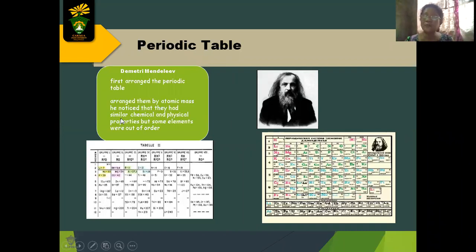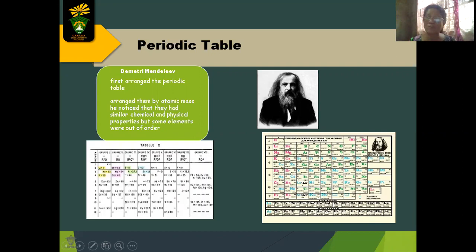The first thing that we should know is that the periodic table was discovered by Dmitri Mendeleev. He is the first one to arrange it in a periodic table. What do you mean by periodic? Meaning increasing. That is why it's called periodic. But the problem with Mendeleev is that his arrangement of the atoms is based on atomic mass.